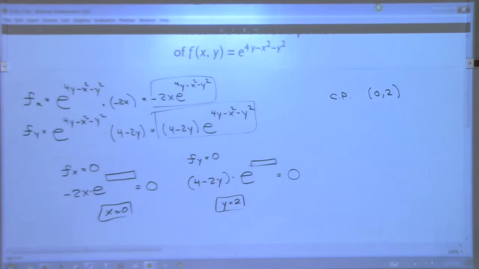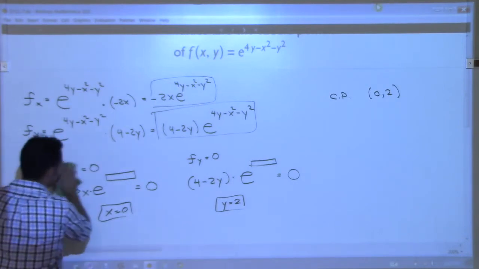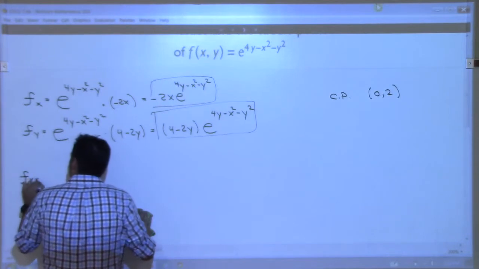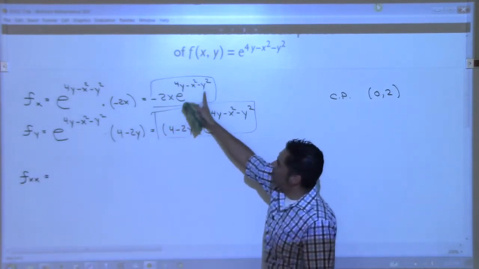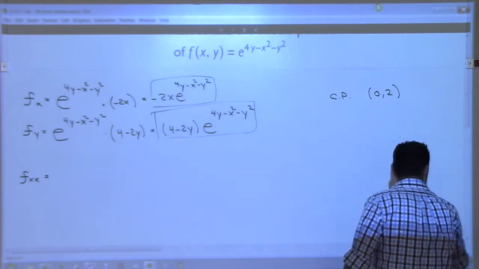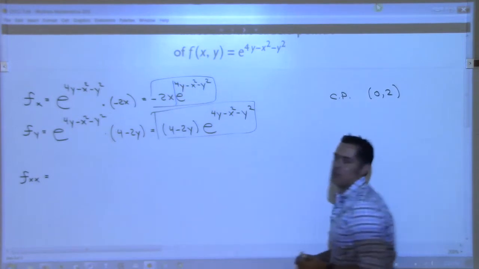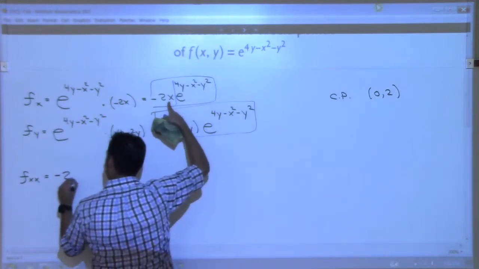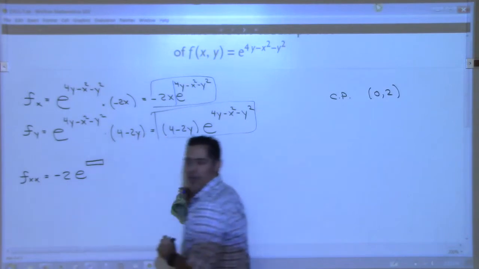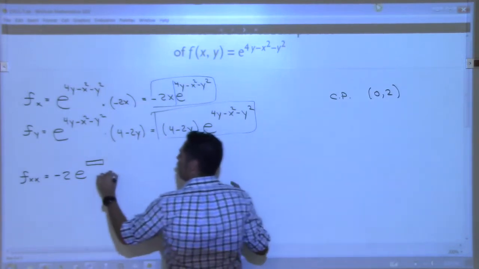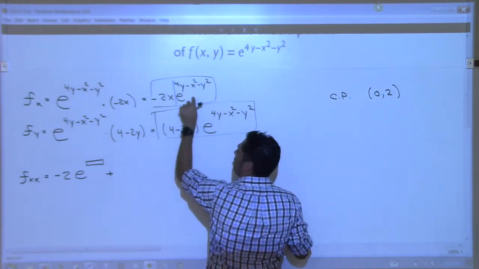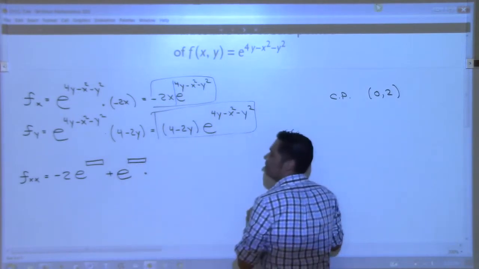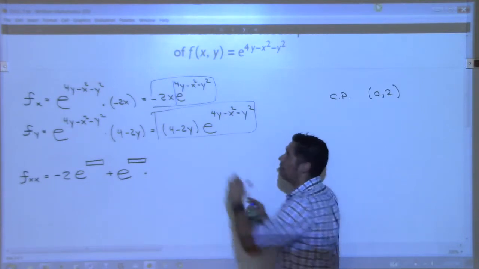Okay, well, we're Cal 3 students, right? So we're not afraid of taking second partials. We actually enjoy it, right? f_xx. So you have to take the partial of this again with respect to x, which means I have to use what? Product rule. I have a product right there. So the derivative of the first one, which is negative 2, times e to that. Is that all right? Okay. And then plus what? The derivative of this, which is itself, careful now, times negative 2x again, right? Because you have to go up here and take the derivative of what's up there.